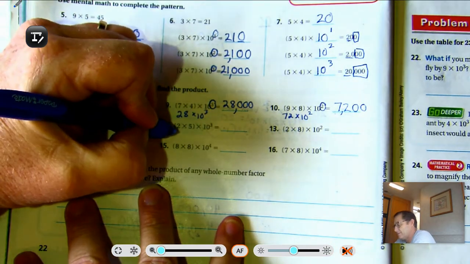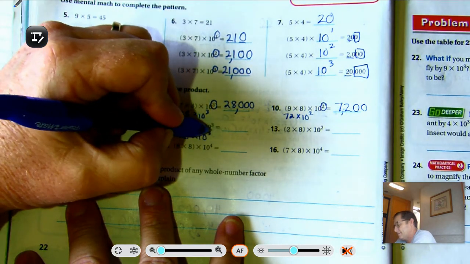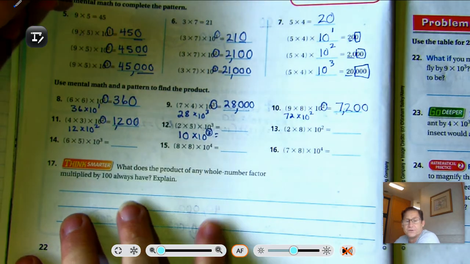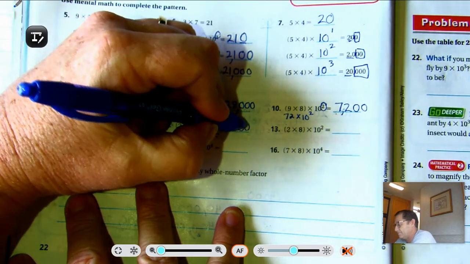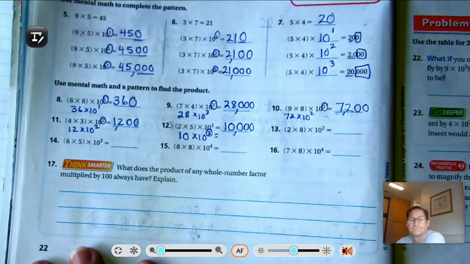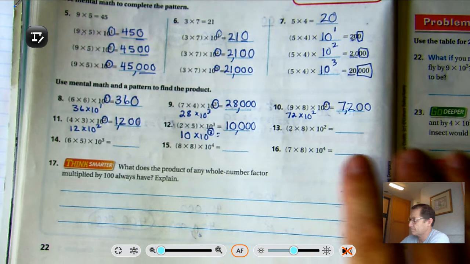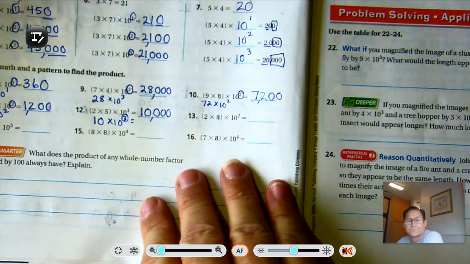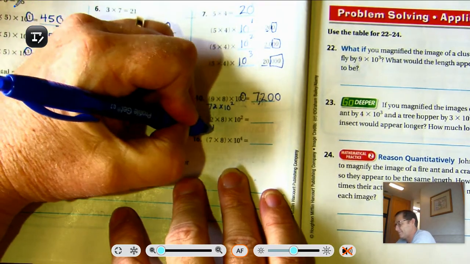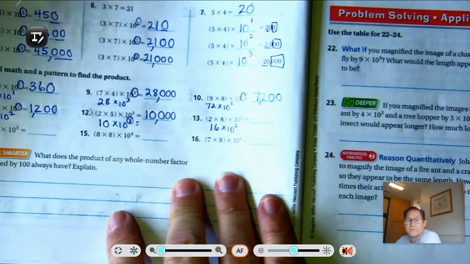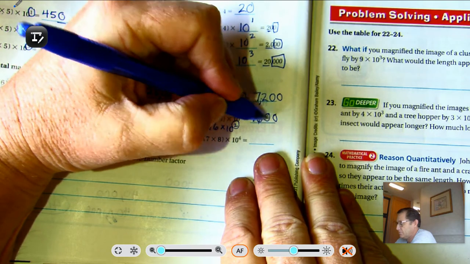2 times 5 times the third power of 10. 5 times 2 is 10, times 10 to the third. So we're going to have 10 followed by 3 zeros. So basically we're saying 10 times 1,000, right? 10,000. 13. 2 times 8 times the second power of 10. 2 times 8, 16 times the second power of 10. 16 followed by 2 zeros.